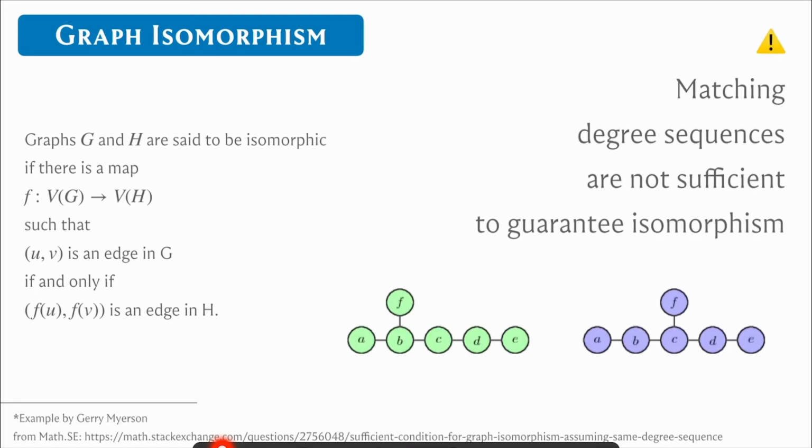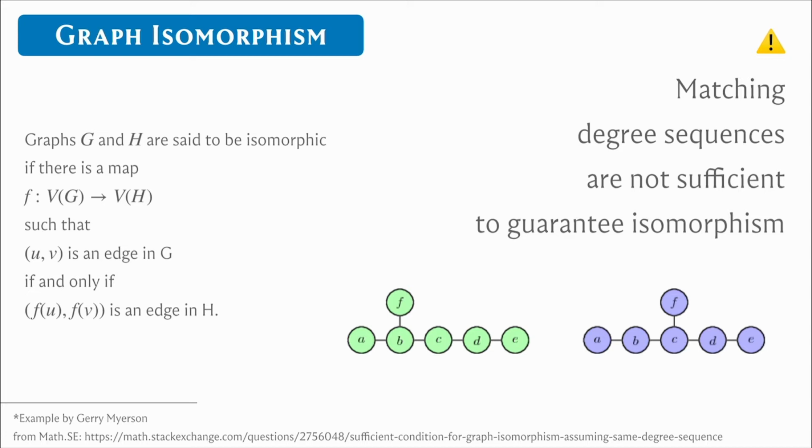Okay, so here is an example of two graphs that have the exact same degree sequence, but you can see that because they again have unique vertices of degree 3, which would be B in the green graph and C in the purple graph, any isomorphism must map B to C and their neighbors in some fashion.